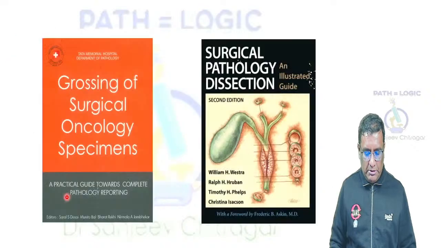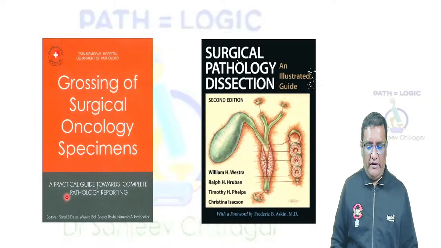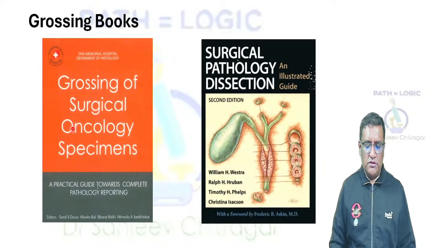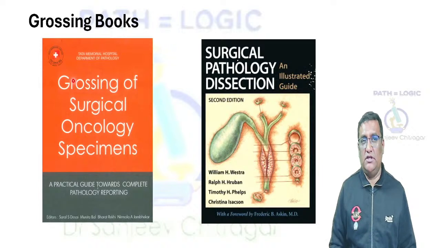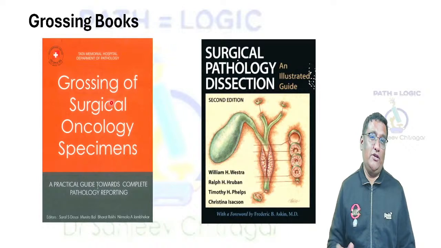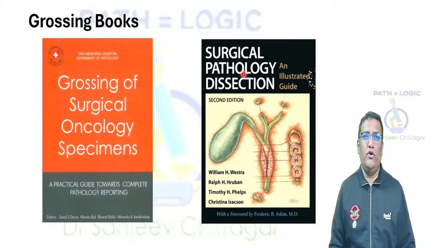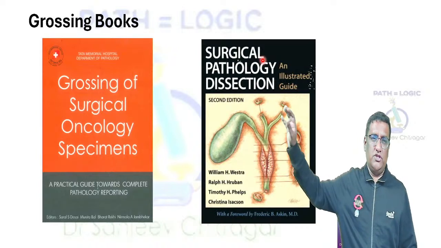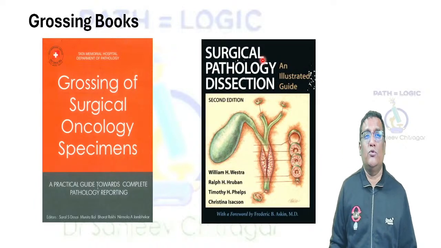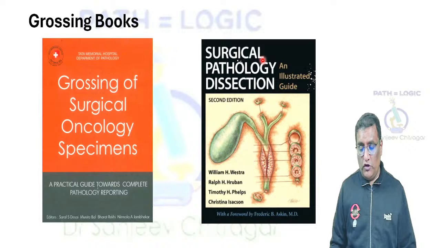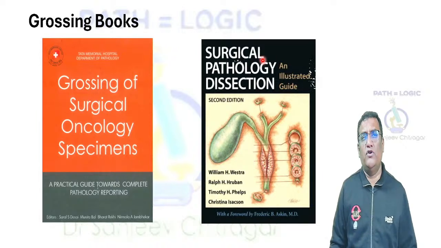Okay, so what books do I refer for grossing? There are two important books, which are both my favorites. One is the Tata Memorial Grossing Surgical Oncology Specimen Manual. We just call it the Tata Manual. And another is Surgical Pathology Dissection. Good illustrations are given in this book as well, so you can use both of these. Soft copies, hard copies, I would always prefer to read from hard copies.